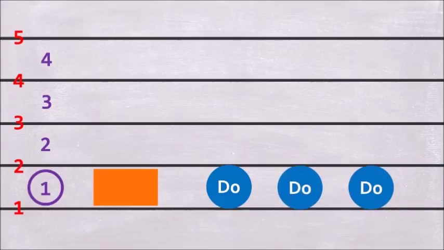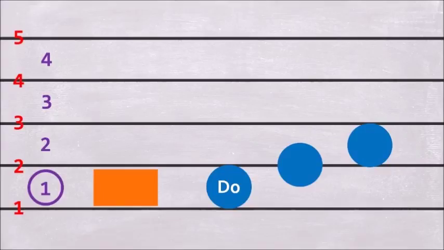Just for kicks, let's sing this. If this is do, do, then I would sing do, do, do. Now that might just be the most boring song in the universe, but there you go. That's how we get started. Let's try another one with notes in different places. We're going to leave do in the same place.